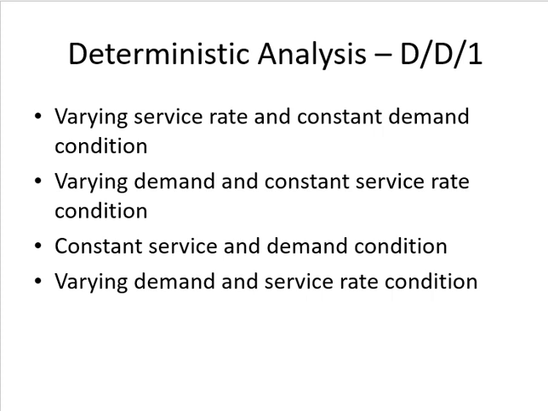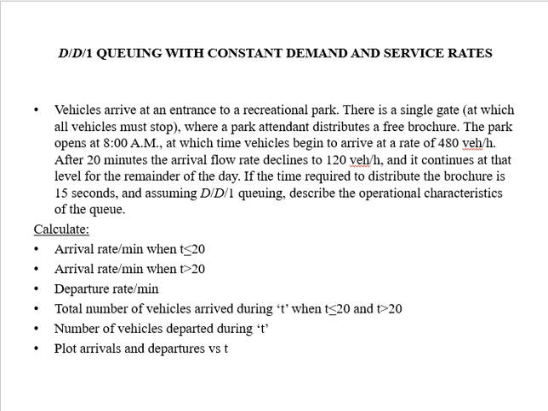In this we can have the arrival rate varying and the demand constant. Arrival is varying and the service or departure is constant, or the other way around: departure is varying, arrival is constant. You can have both constant or both varying. We did a couple of examples. This one we finished. The arrival rate was something else before 20 minutes, and after 20 minutes it changed. The departure rate was constant, 15 seconds per vehicle, so 4 per minute.